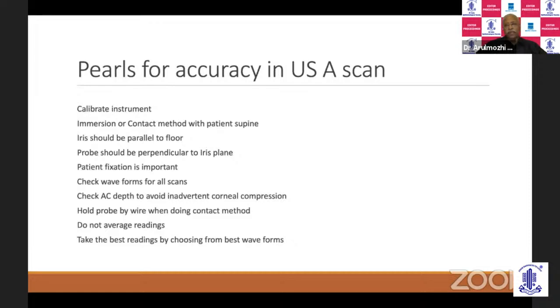Check waveforms for all scans. Don't just take the numbers. Check AC depth to avoid inadvertent corneal compression. Hold the probe by the wire when doing the contact method. Don't hold the probe directly. Do not average readings. Take the best readings by choosing the best waveforms.